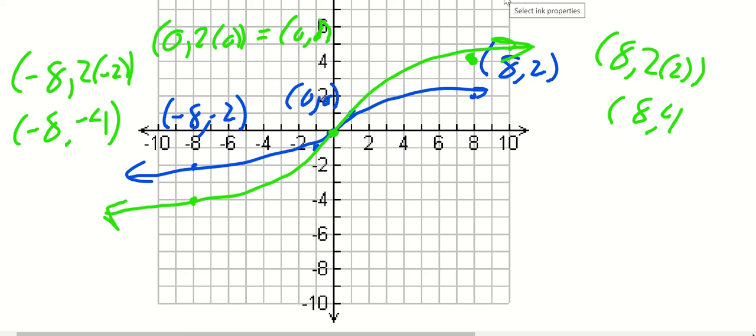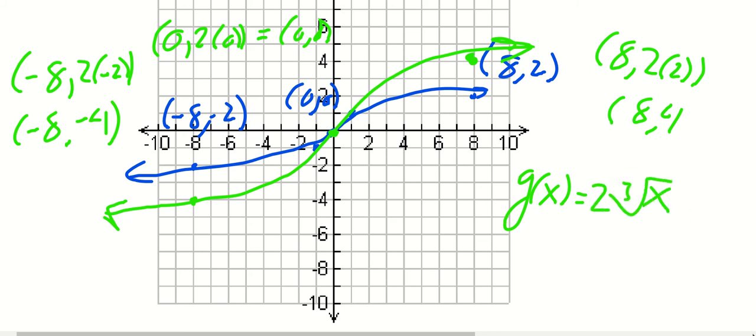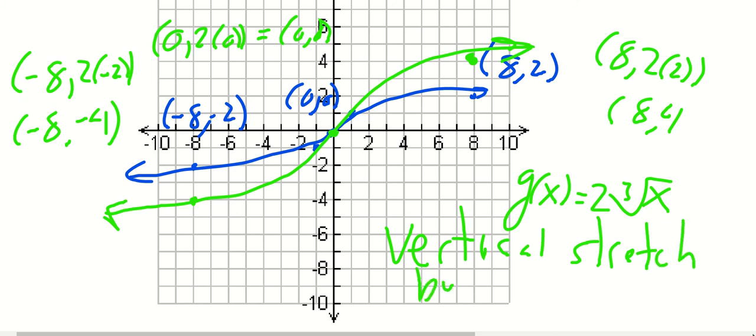So this would give us the graph of g of x, which is equal to 2 times the cube root of x. It was obtained by knowing the parent graph of f of x, which is the cube root, and applying a vertical stretch by a factor of 2.